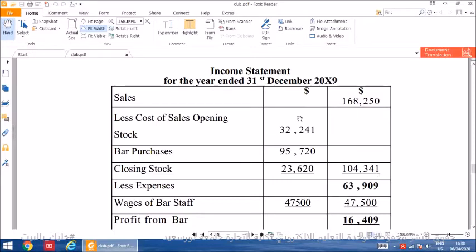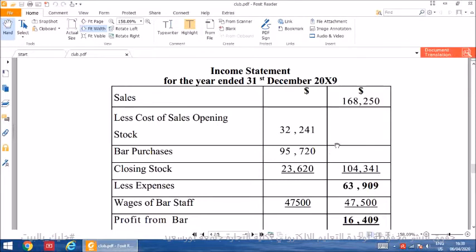So here trading account and income statement. This part refers to the trading account. How to calculate cost of sales? Firstly, opening stock, adding bar purchases, less closing stock. So cost of sales equal 104,341.